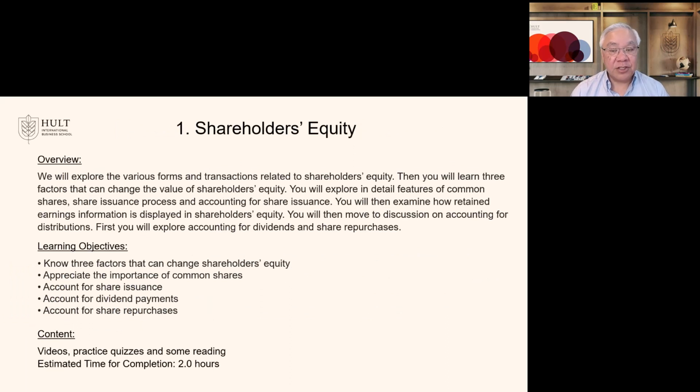Topic 1 is shareholders' equity. And we're going to look at various types of shareholders' equity, and there are 3 factors that can change the value of shareholders' equity. So look in detail at the common shares, share issuance process, and accounting for the share issuance. Then you'll examine how retained earnings information is displayed inside of shareholders' equity, and then move to a discussion on the accounting for distributions. First, we'll explore the accounting for dividends and share repurchases.